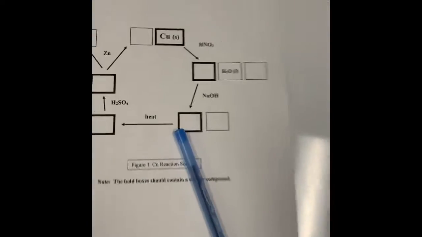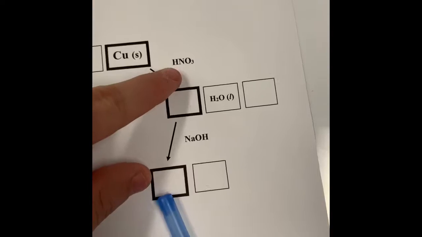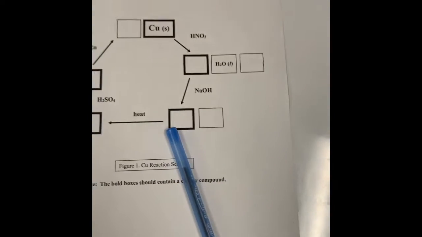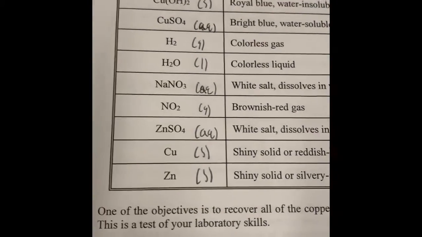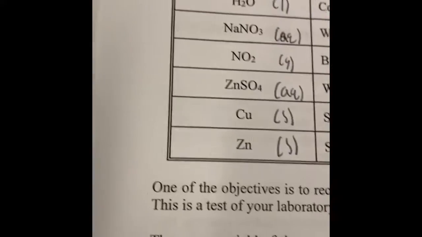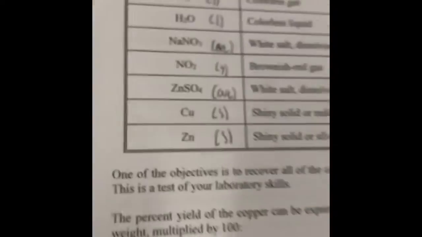So, step 1, hydrogen nitrate was added. When hydrogen nitrate was added, a brown-red gas was given off. Going to the table, the only brown-red gas is NO2. To double check, nitrate is present. NO2 is nitrite, so it very much makes sense that NO2 would be present.